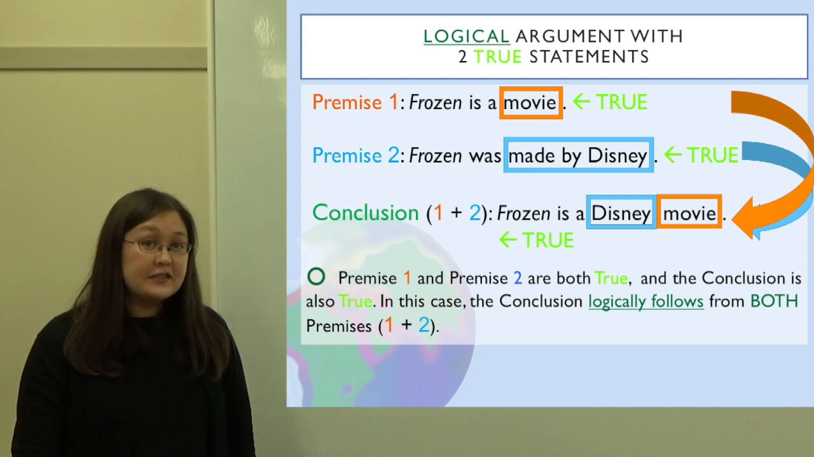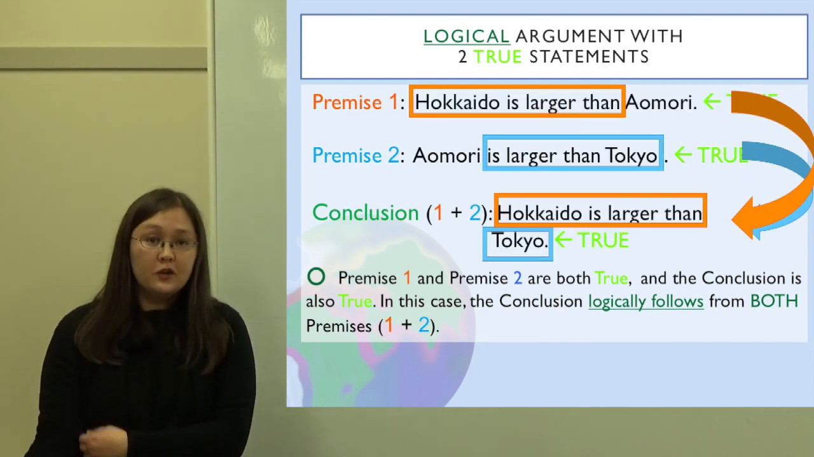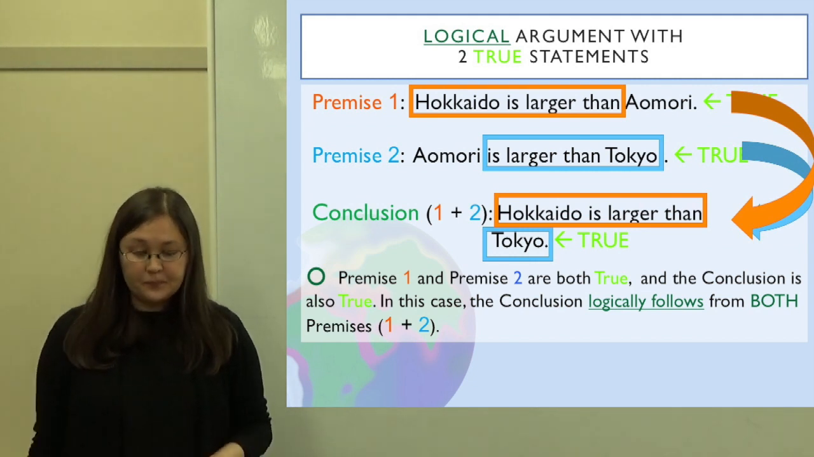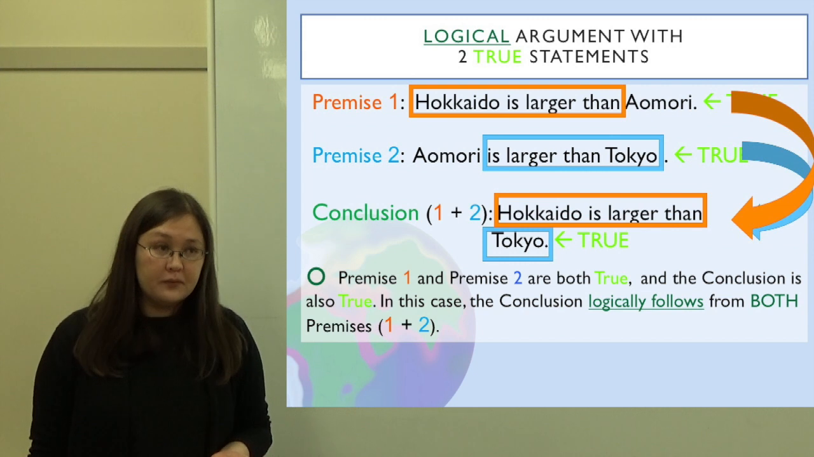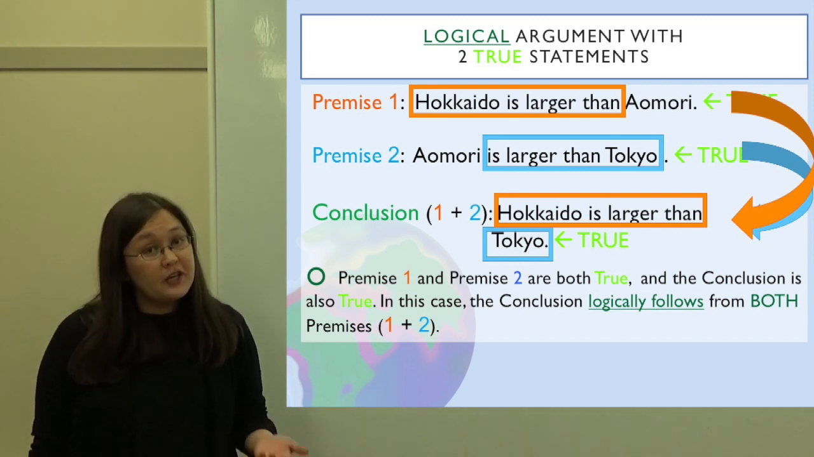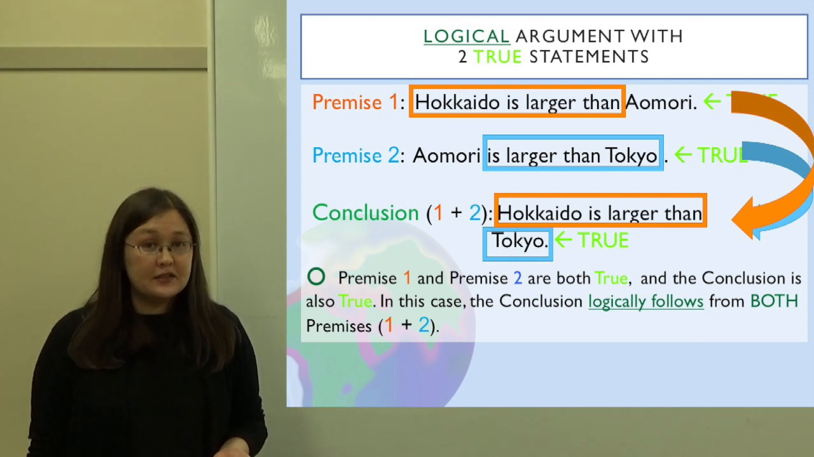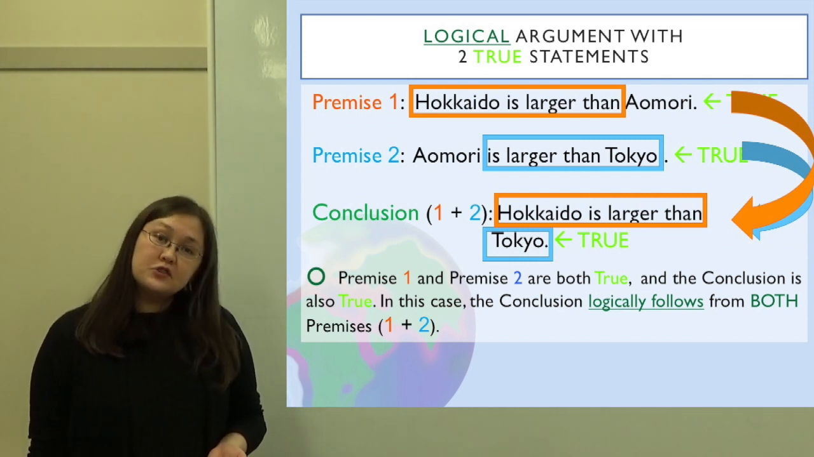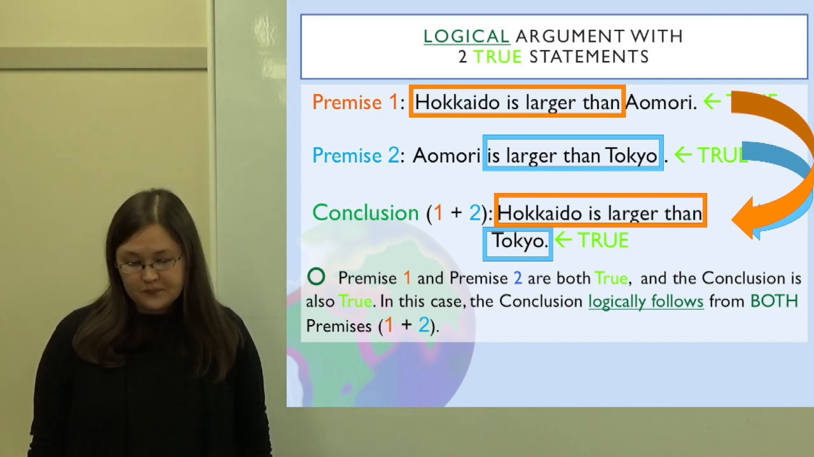But let's look at another example of the same pattern. Also, a logical argument with 2 true statements. Here we have Premise 1. Hokkaido is larger than Aomori. In real life, we can check. We can measure, we can use maps, we can make sure that this is correct. And Premise 2. Aomori is larger than Tokyo. We can also verify this in the real world.